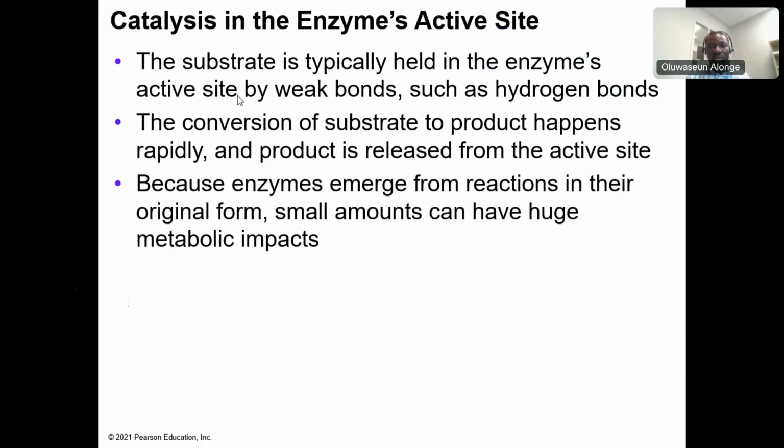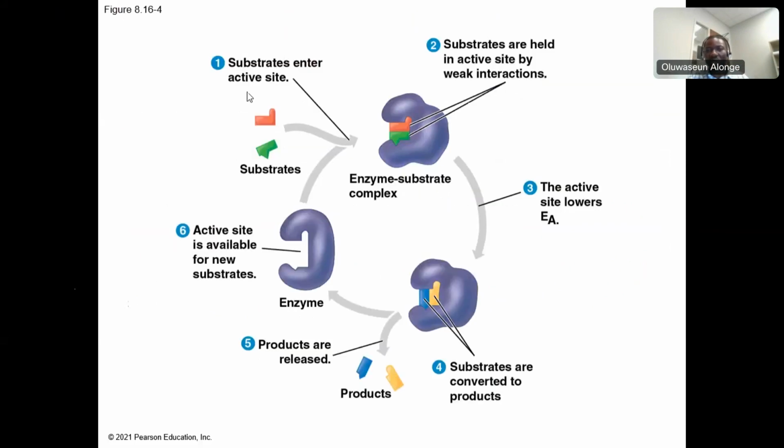All right. So the substrate is typically held in the enzyme active site by weak bonds, such as hydrogen bonds. The conversion of the substrate to product happens rapidly, and then the product is released from the active site. Because enzymes emerge from reactions in their original form, some small amount can cause huge metabolic activity. So you see, look at this. Substrate enters the active site. Here's the substrate in the active site. They are held together, and then the active site will lower EA by bringing them together.